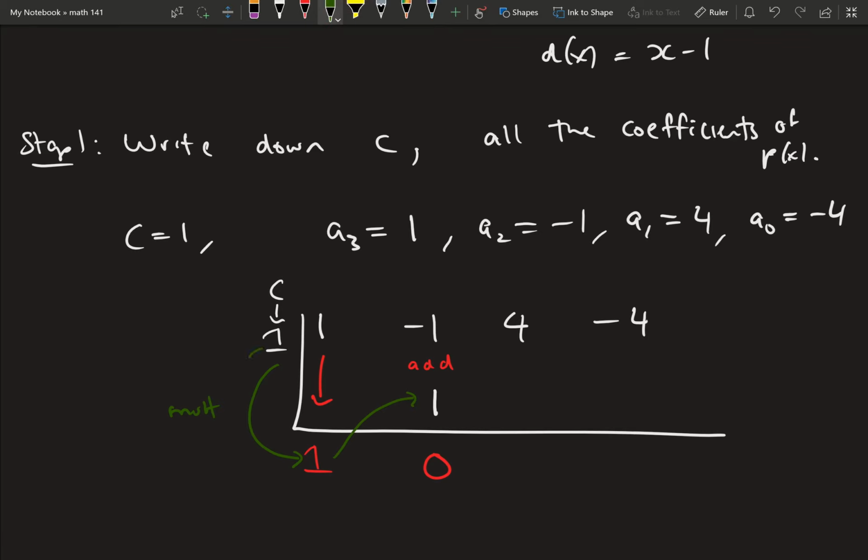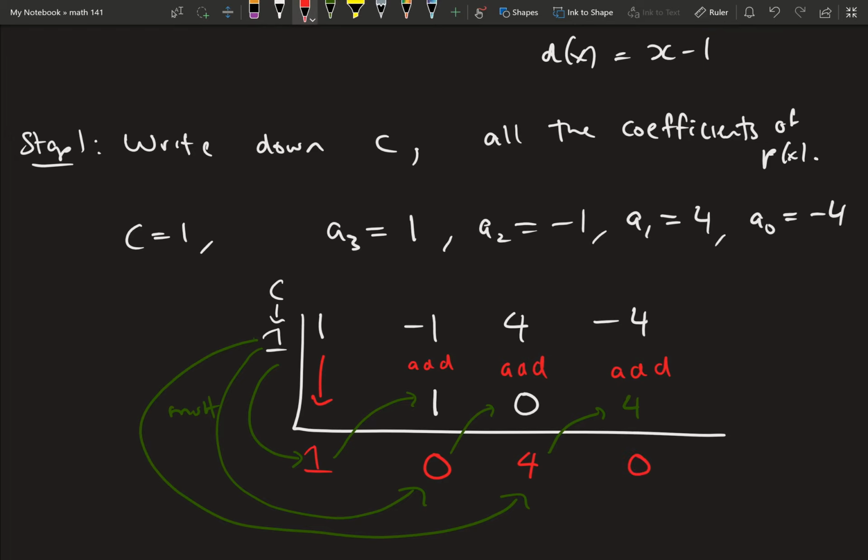And then we again multiply this 1 by this number, which is 0, and we place that over here. So we place the number 0 here, because 1 times 0 is 0. We add now 4 plus 0 to get 4. And then we multiply 1 times 4. What do we get when we multiply 1 times 4? We get 4. And what we end up with now, when we add negative 4 plus 4, gives us 0 here.